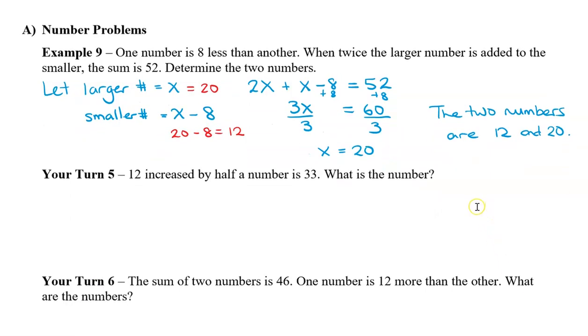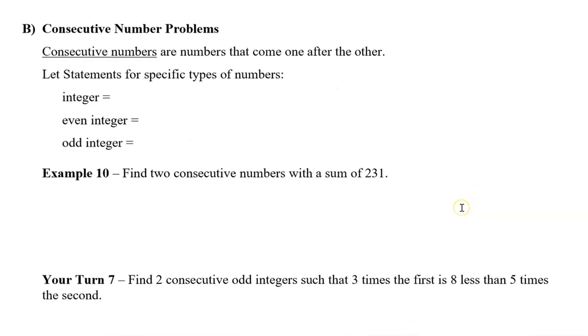All right, let's now take a look at a consecutive number problem. So what are consecutive numbers? These are numbers that come one after the other without leaving a space or a gap, depending on what type of numbers we are looking at. So here are some let statements that we can use for specific types of numbers. If we are looking for perhaps consecutive integers, if the first integer is x, then the second integer, because the next integer is 1 away from the first one, we can write x plus 1. The one after that is going to be 2 away from the original integer, so it will be x plus 2, and so on. So x plus 3, and on we go.